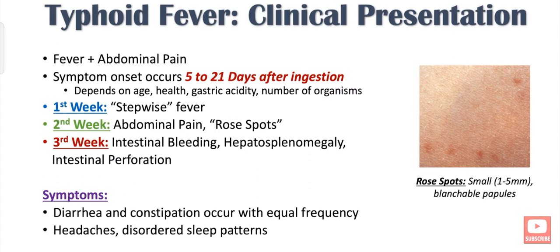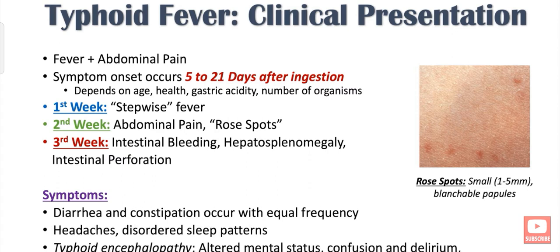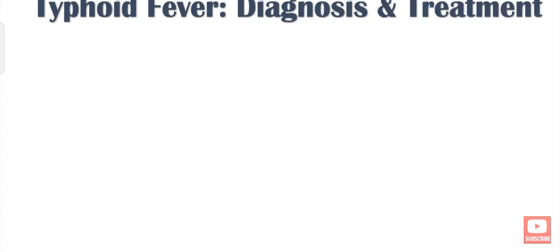You can also see headaches, disordered sleep patterns, and you can also get what we call typhoid encephalopathy. Typhoid encephalopathy causes an altered mental status, confusion, delirium, and even acute psychosis. So how do we make the diagnosis and how do we treat typhoid fever?